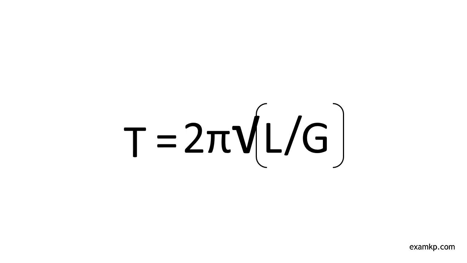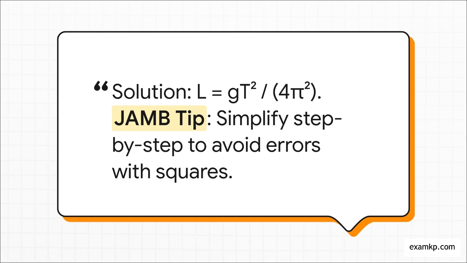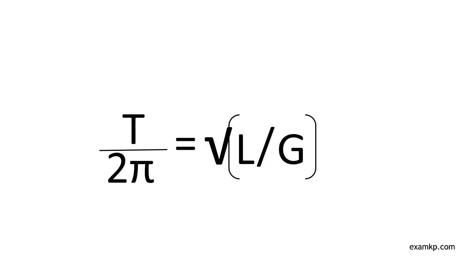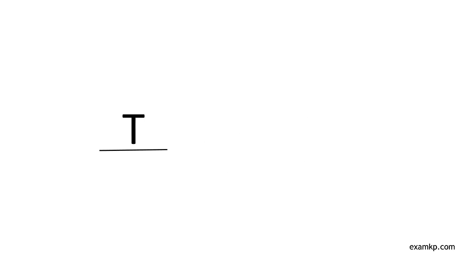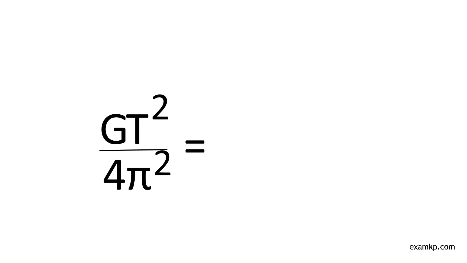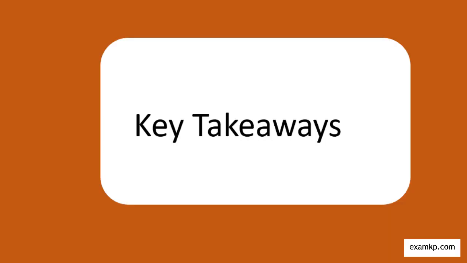After peeling back all those layers, we arrive at our solution. L equals G times the quantity T over 2 pi, squared. The key moves were dividing by 2 pi to get the root alone, then squaring both sides to kill the root and finally multiplying by G. The tip here is absolutely vital for JAMB. When you see squares and fractions, don't rush. Go step by step to avoid making simple, costly mistakes.